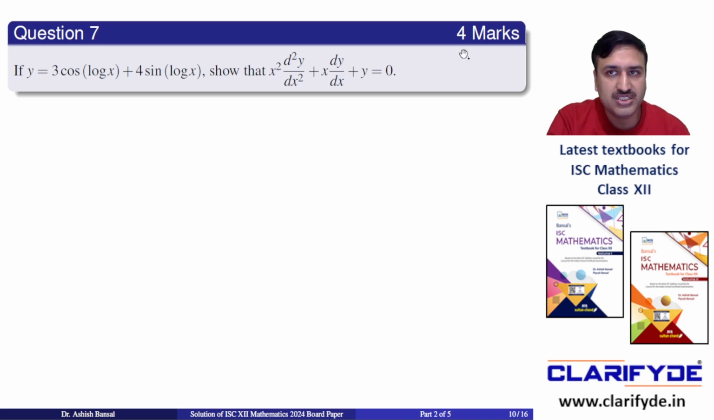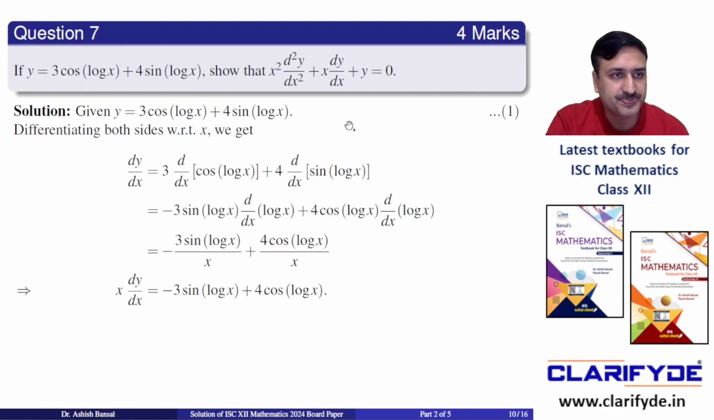Question number 7, it's a 4-mark question. We are given that y equal to 3 cos log x plus 4 sin log x. We have to show that this expression exists. So given y equal to this, call this the first equation. Differentiating both sides with respect to x, we find dy by dx. It's easy to compute. Now there is x in the denominator. We can take this x to the left hand side to get x dy by dx equal to minus 3 sin log x plus 4 cos log x.